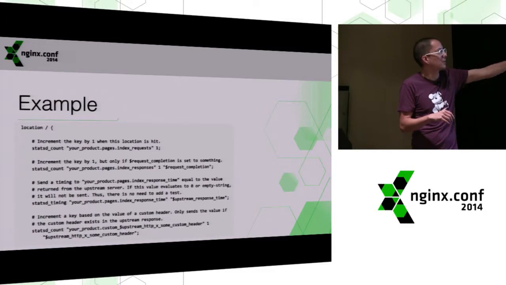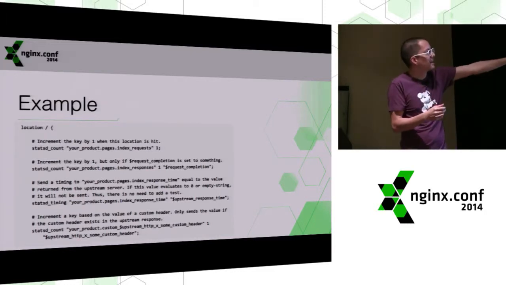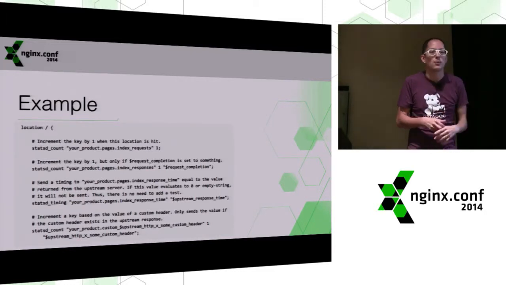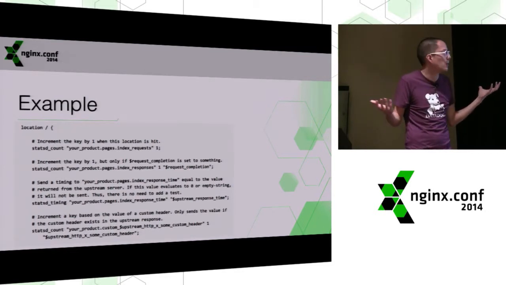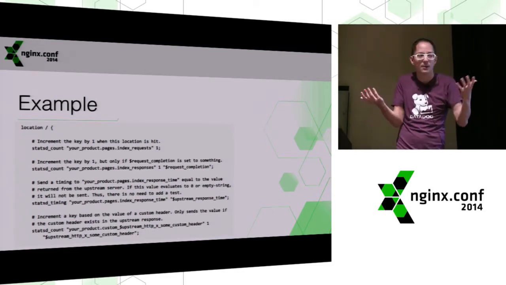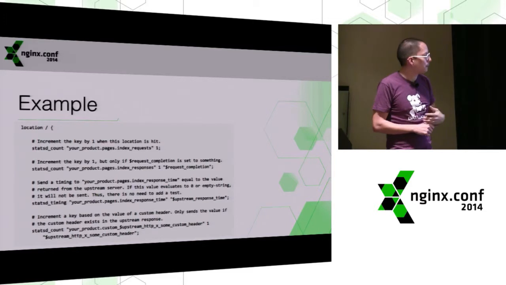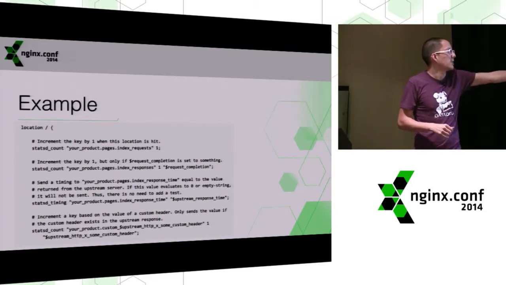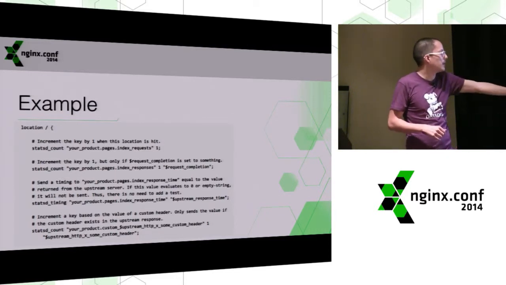So statsd count, which is just, oh, I'm counting things. Your product.pages.index request is just the name of the metric you want to have. You can replace your product by whatever, of course. You can do this only if it's successful, and then you can time things.